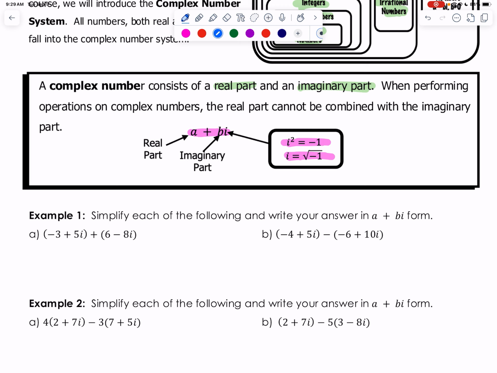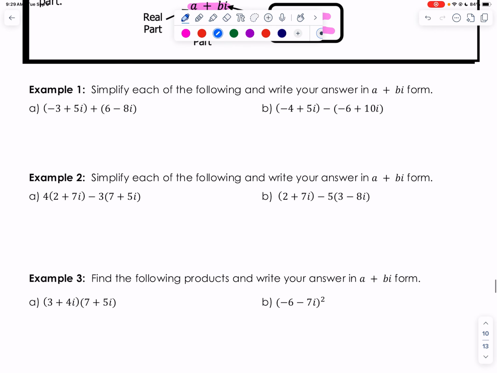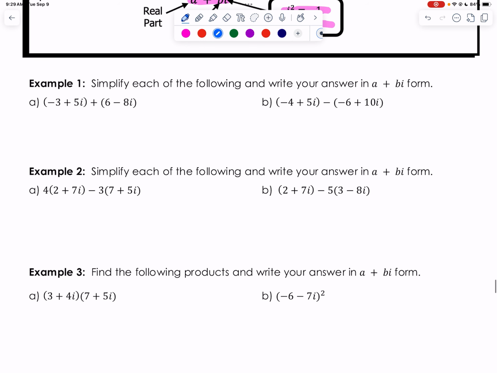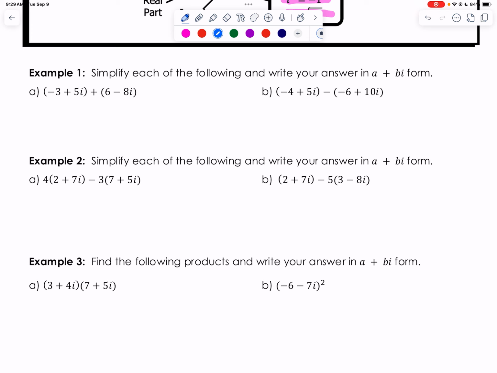Now, the nice thing about complex numbers is when you're working with them, they're very similar to working with regular variables. So in example 1, it says simplify each of the following and write your answer in a plus bi form. So we have -3 plus 5i plus the quantity 6 minus 8i. So what you're going to do to add complex numbers is take the real part and add it together. So -3 plus 6 is +3.